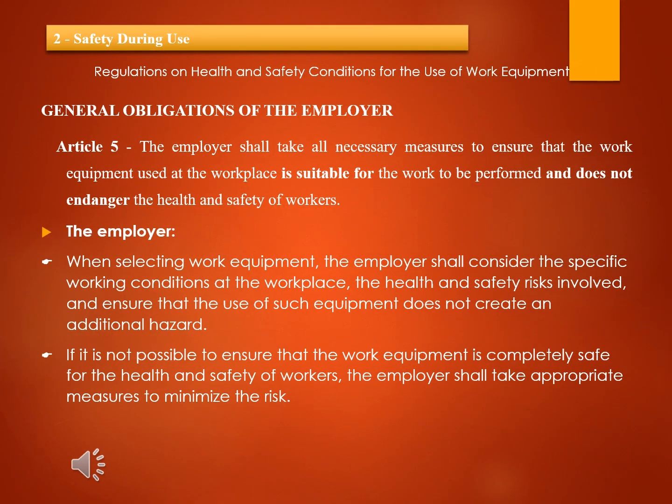The employer shall take all necessary measures to ensure that the work equipment used at the workplace is suitable for the work to be performed and does not endanger the health and safety of workers. When selecting work equipment, the employer shall consider the specific working conditions at the workplace and the health and safety risks involved, and ensure that the use of such equipment does not create an additional hazard. If it is not possible to ensure that the work equipment is completely safe for the health and safety of workers, the employer shall take appropriate measures to minimize the risk.